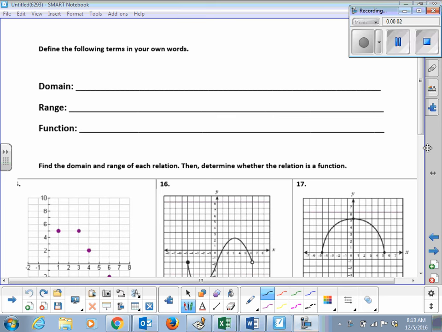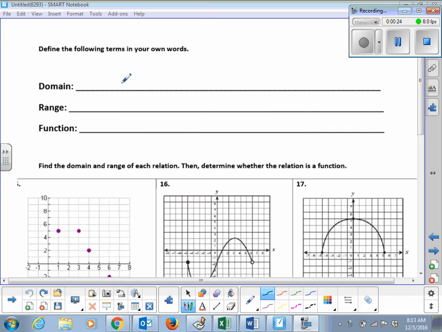All right, on page 3, you need to define domain, range, and function. So remember, domain is all of your x values. You read them left to right. If it's discrete, you list them. If it's continuous, you use an inequality. Similar for range, only you are reading it from the lowest value to the top values. These are all of your y values.